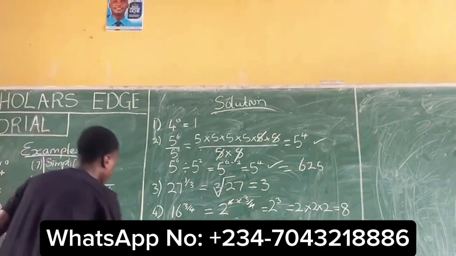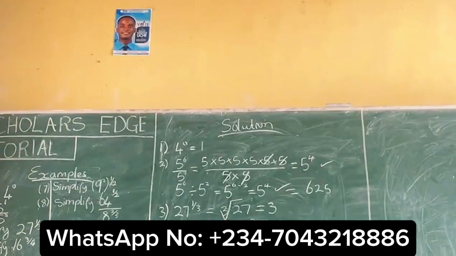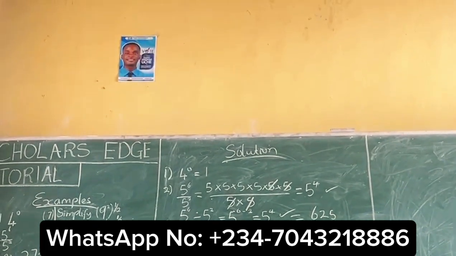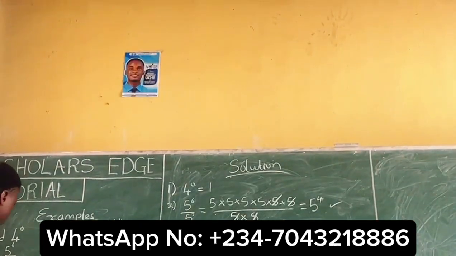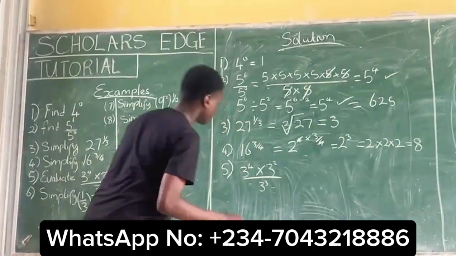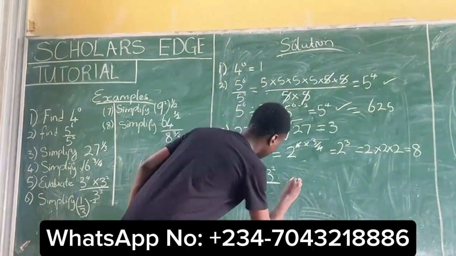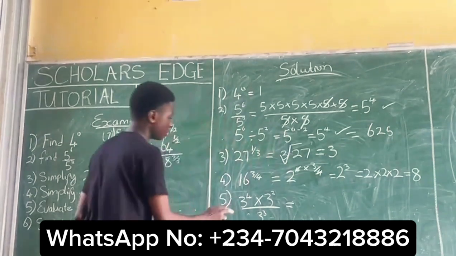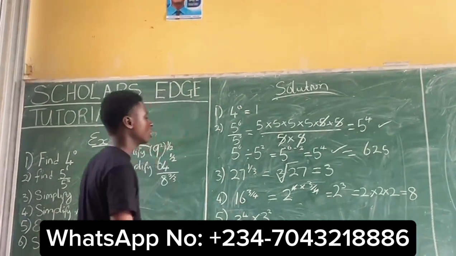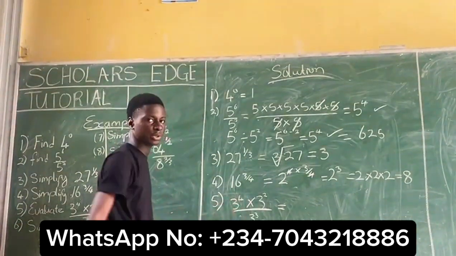Now let's solve for number 5. For number 5, it says evaluate 3 to the power of 4 times 2 raised to the power of 2 divided by 3 to the power of 3. Now, how do we solve this? If you look this way, you'll see the multiplication law of indices. So we have to tackle this first before solving.